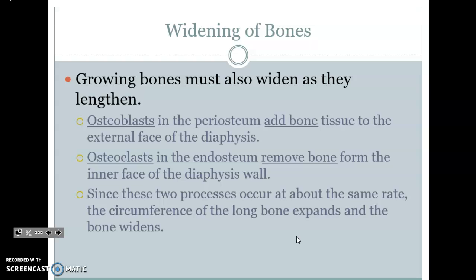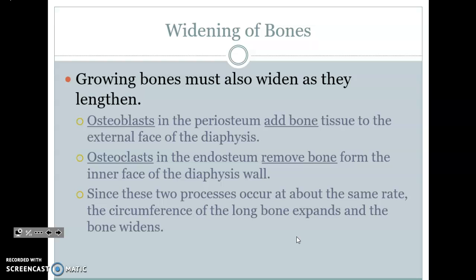Osteoclasts are in the endosteum, which is in the inside of the bone, and that removes bone from the interface of the diaphysis wall. So the reason why is because as you're constantly building new bone, if all you did was build bone, and you didn't take any away, then it would just keep getting bigger and bigger and bigger. So the osteoclast breaks down the bone so that the osteoblast can build more bone, and that makes growth in the width of the bone.